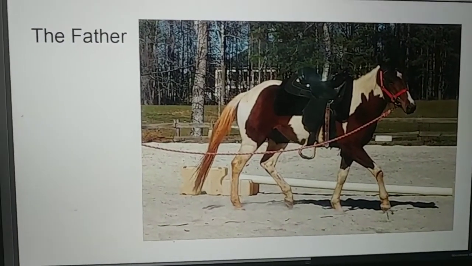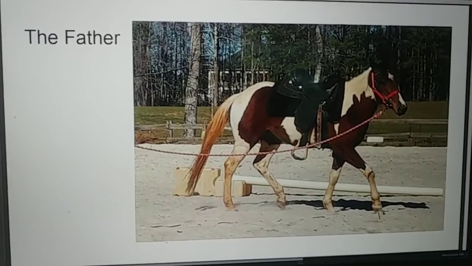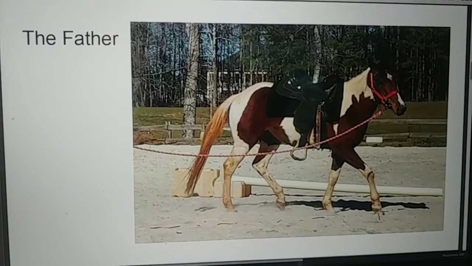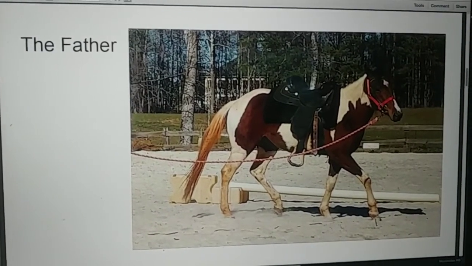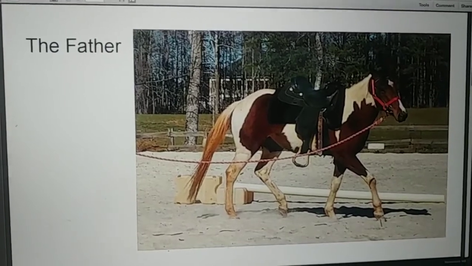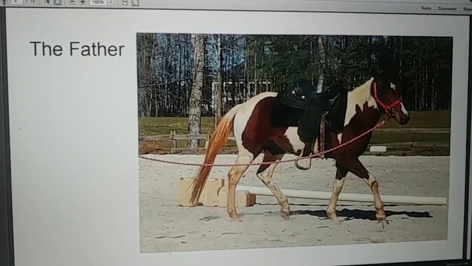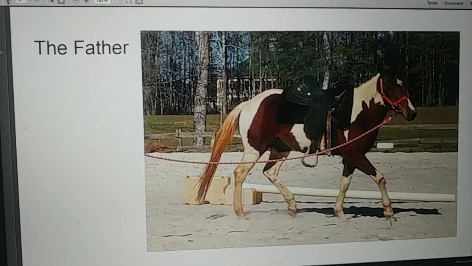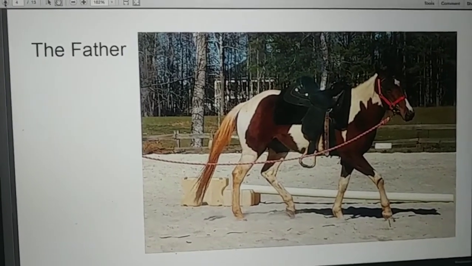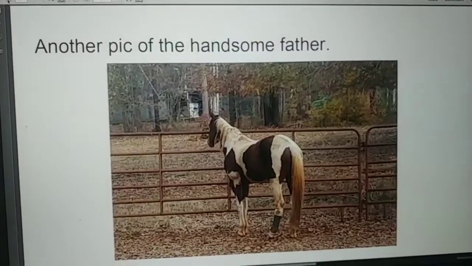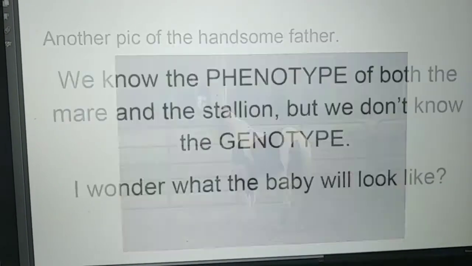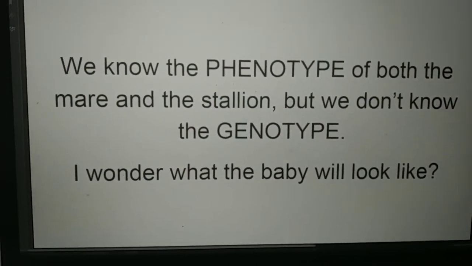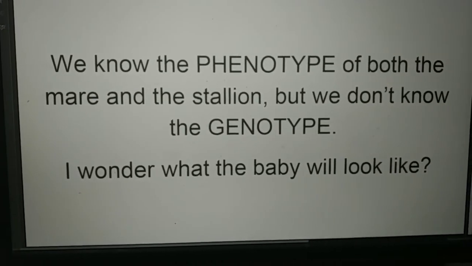So here's the father. If you'll notice, he is also really nice and what we would say loud. He's loud color, brown and white. And he's actually tricolor. He's got black on him too. So he was just a beautiful tricolor paint that we actually bought to breed to our beautiful paint mare. There's another picture of the father. So pretty. So we know the phenotype of the mare and the stallion.